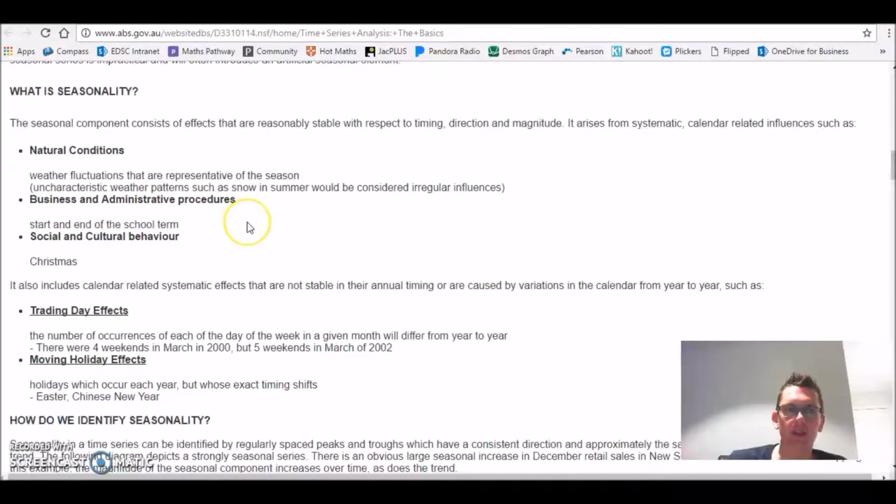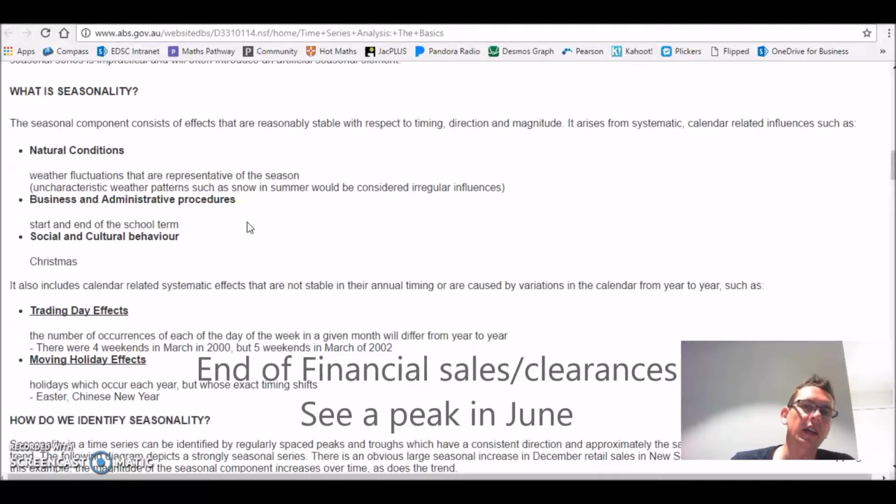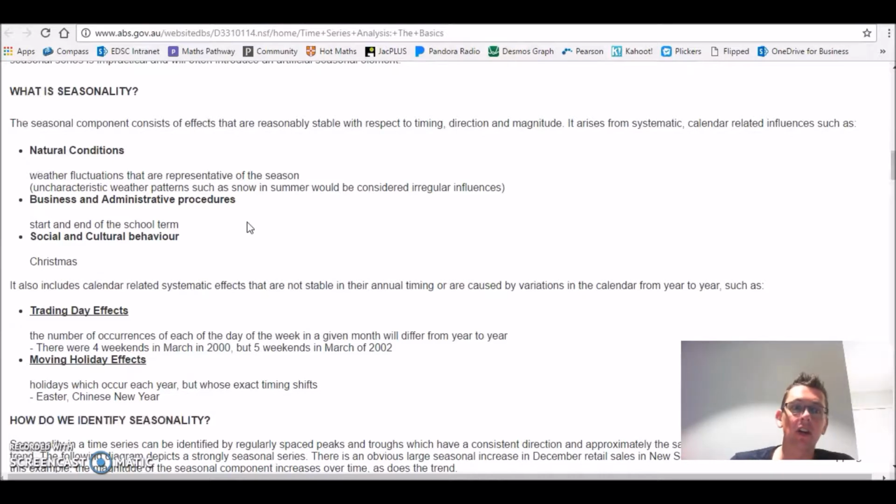Business and administrative procedures. So at the start and end of the school term, we could see a peak there in terms of schools getting fees, or we could look at Officeworks. We could look at their sales. I mean, that would be quite interesting too.